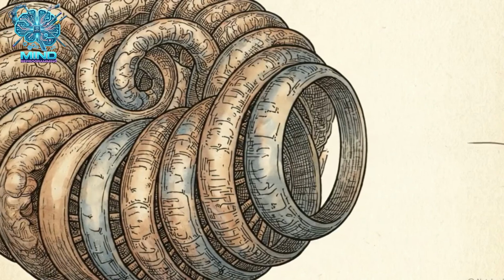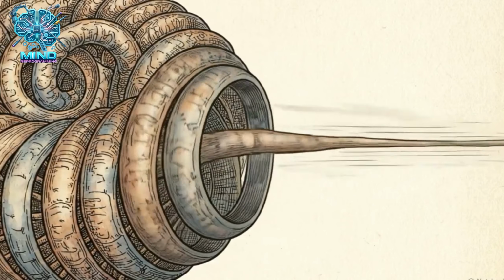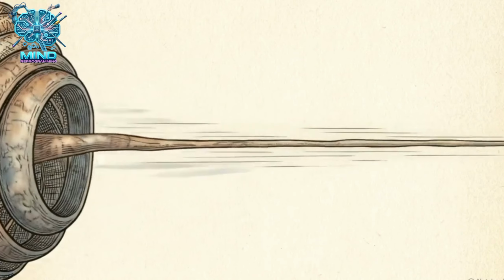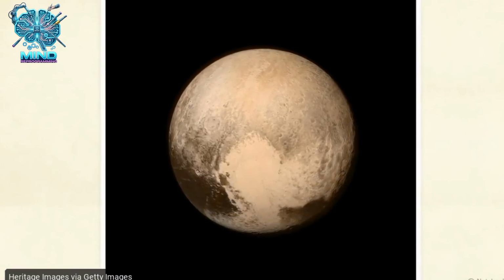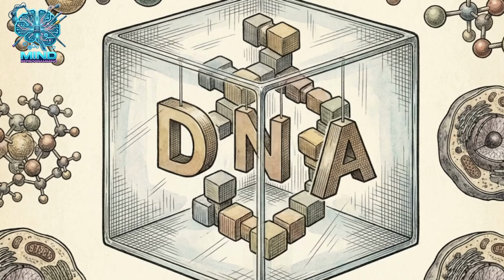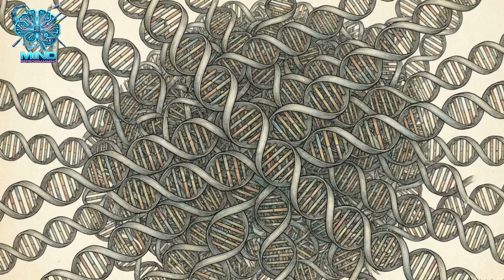It is coiled up so efficiently that if you took the DNA from just one human body and stretched it out end to end, the strand would reach all the way to Pluto and back. Scientists call it deoxyribonucleic acid, but underneath that complicated name, it is a dense information storage system, packing 3 billion base pairs into a space too small for the human eye to see.